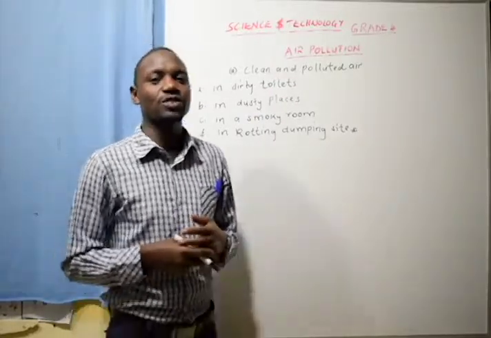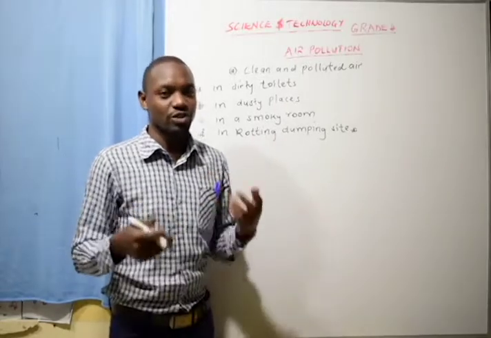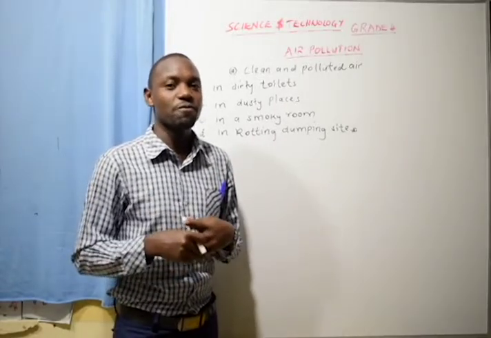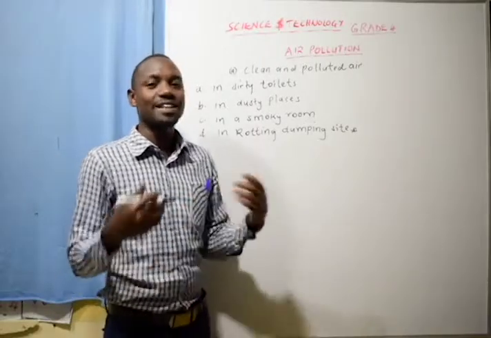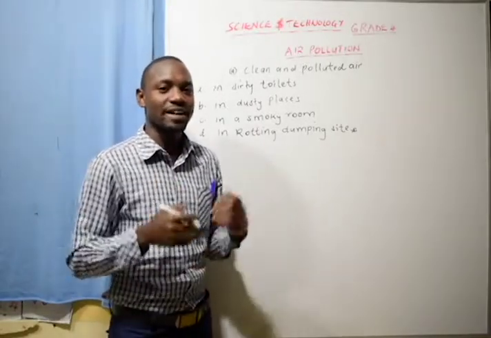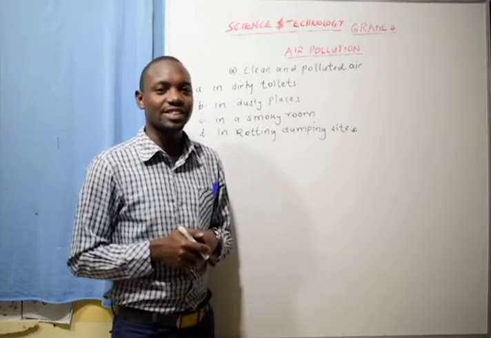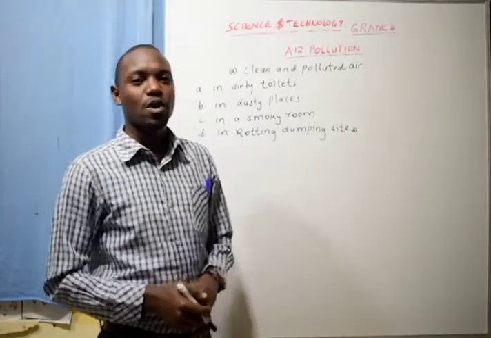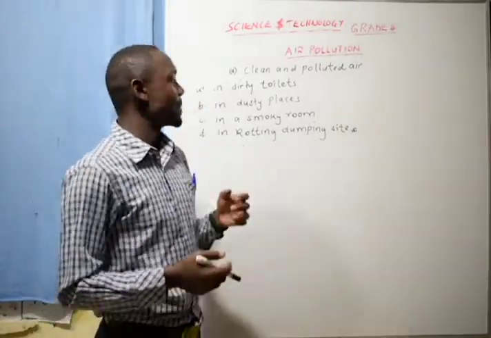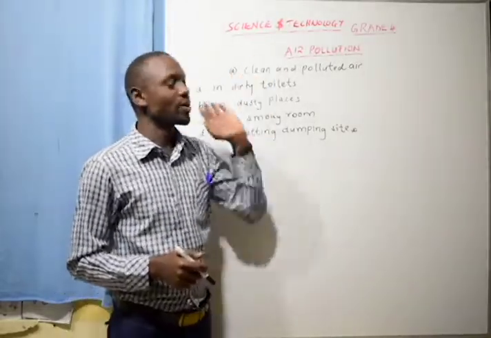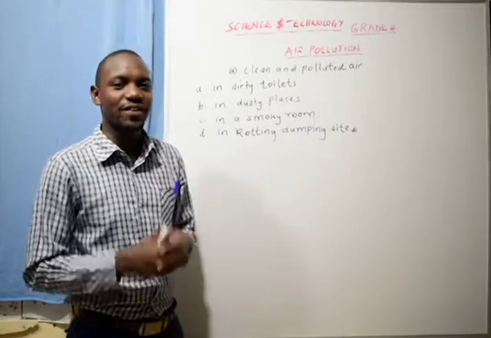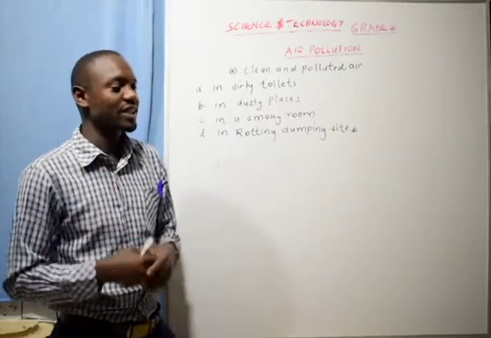We can also have smoke from burning charcoal. We can also have smoke from vehicle exhaust pipes. We said we can also have a bad smell, especially from dirty toilets and latrines. Also bad smell from rotting dumping sites. Now, today I want us to look at clean and polluted air. How do you identify clean air and polluted air?